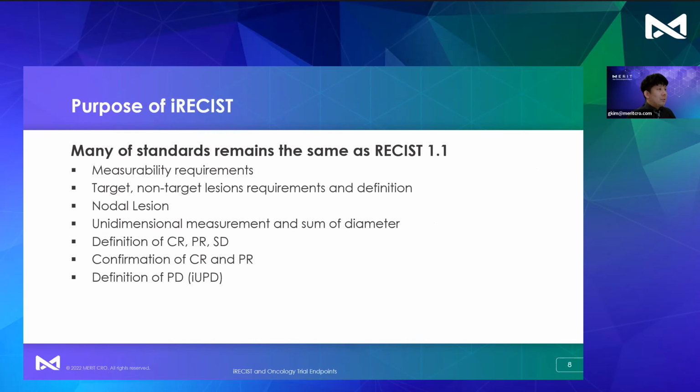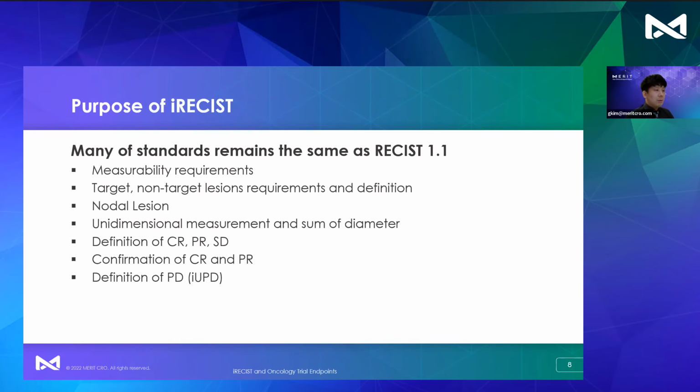For iRECIST, most of the standards remain the same as RECIST 1.1 with slight modifications. This is the list of the standards or definitions that still remain the same. That would be the measurability definitions, and also the target and non-target lesion requirements and definitions. How we handle nodal lesions still stays the same, measuring the short axis. And the method of measurement, unidimensional, stays the same.